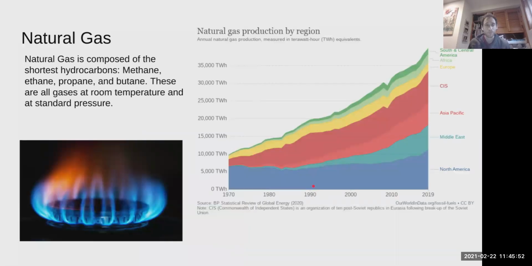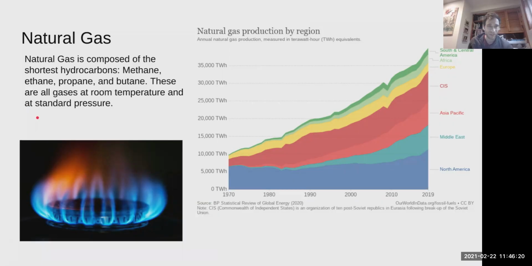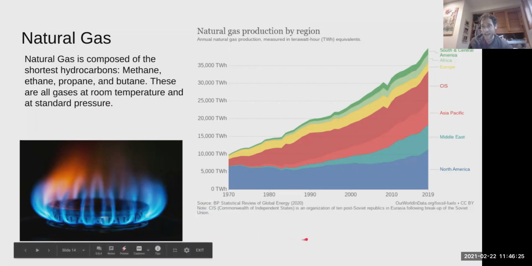All right, moving on to natural gas here. Natural gas is a hydrocarbon, and it is a combination of methane, ethane, propane, and butane. So these are all things that are gases at room temperature and standard pressure. This is what your stove uses. Many of you probably have natural gas hot water heaters. You either have electric or natural gas. Many of your homes are probably heated through natural gas. Your furnace lights a spark like this to heat air, and then that air gets pushed around your home.